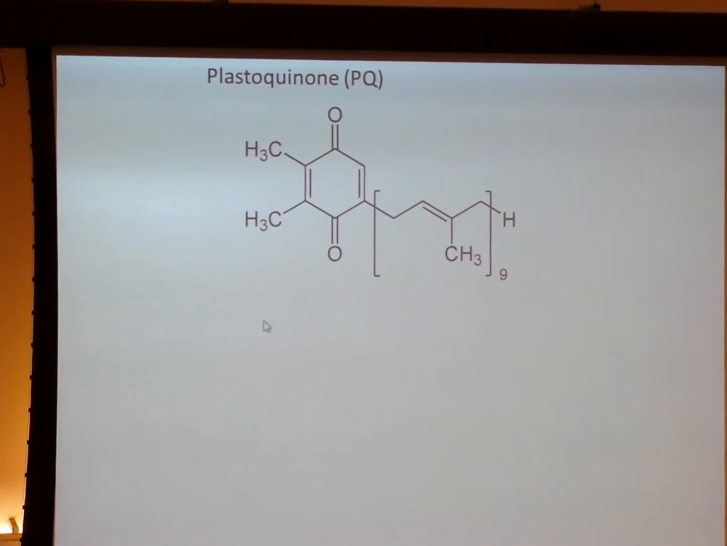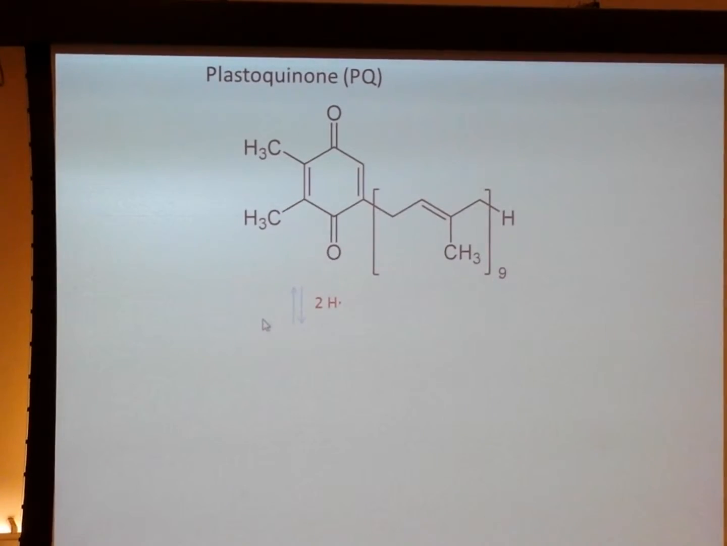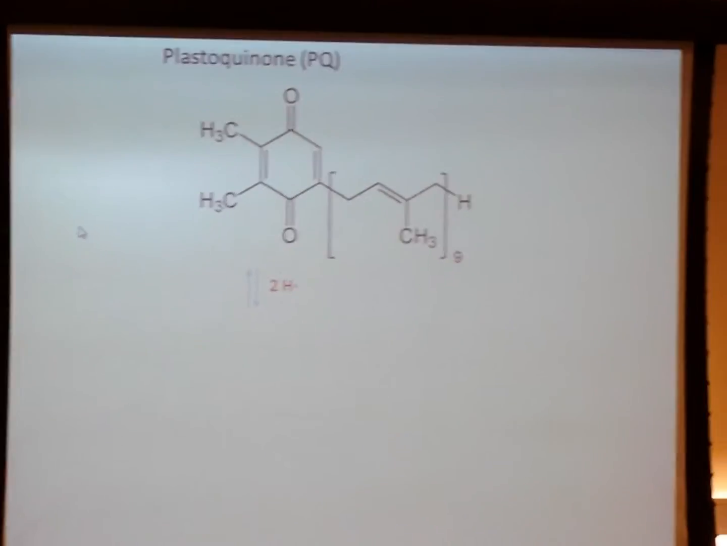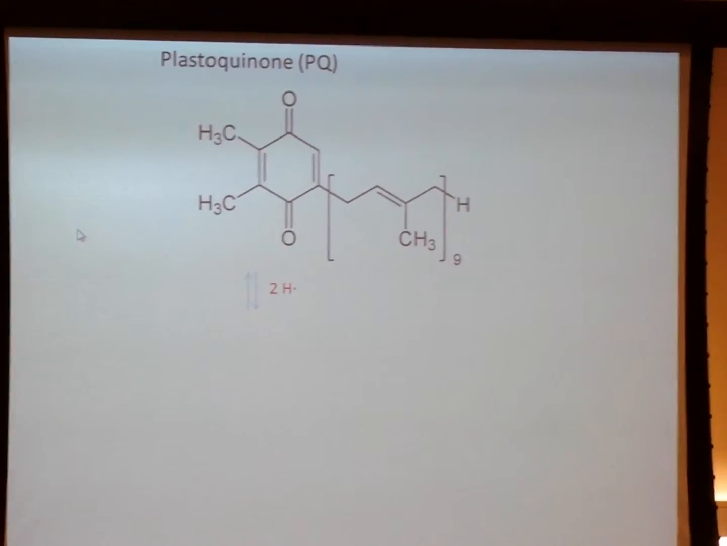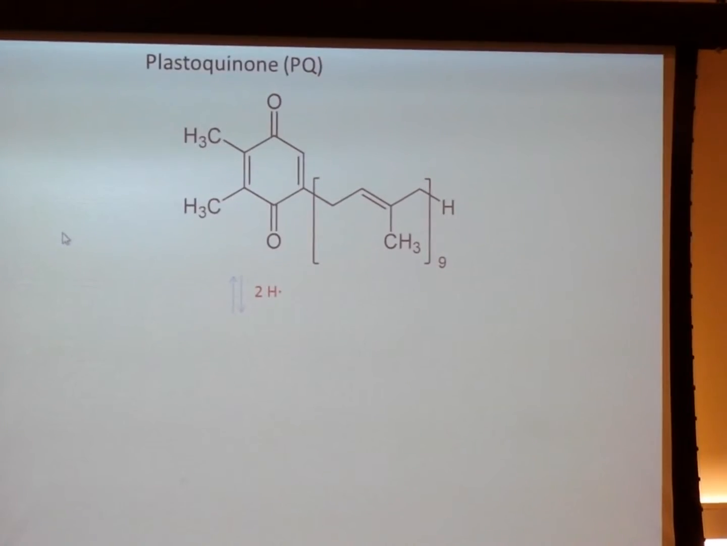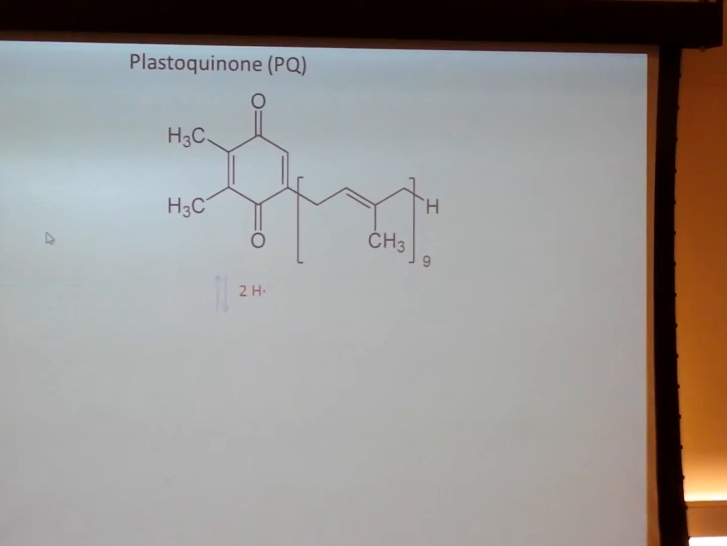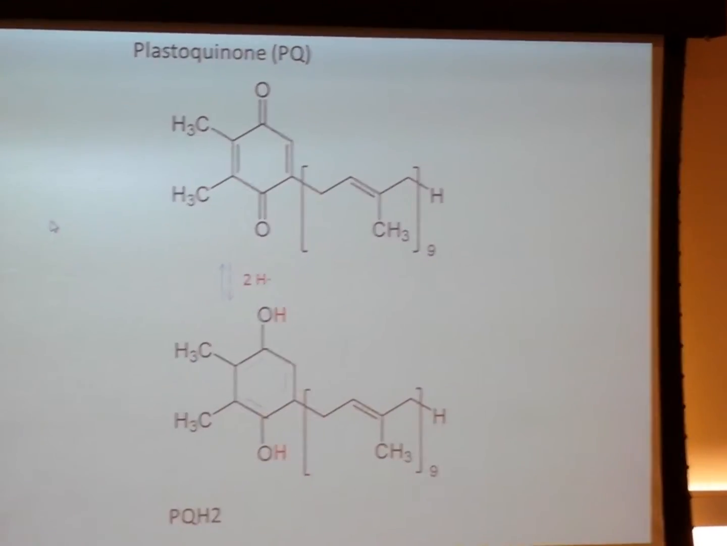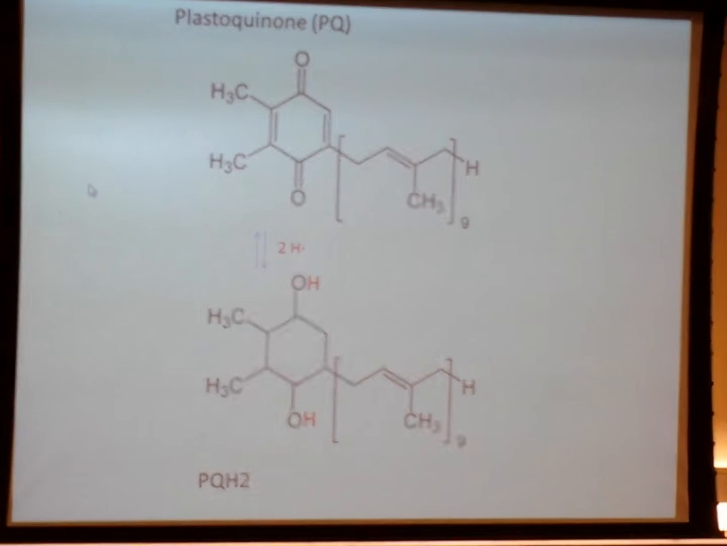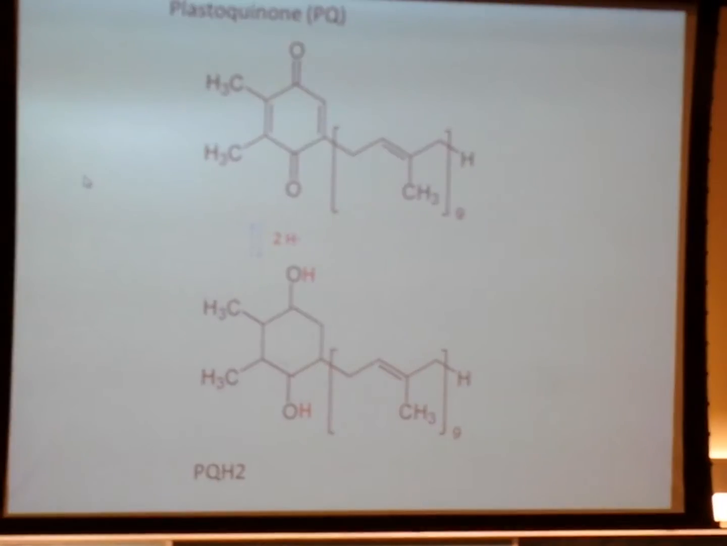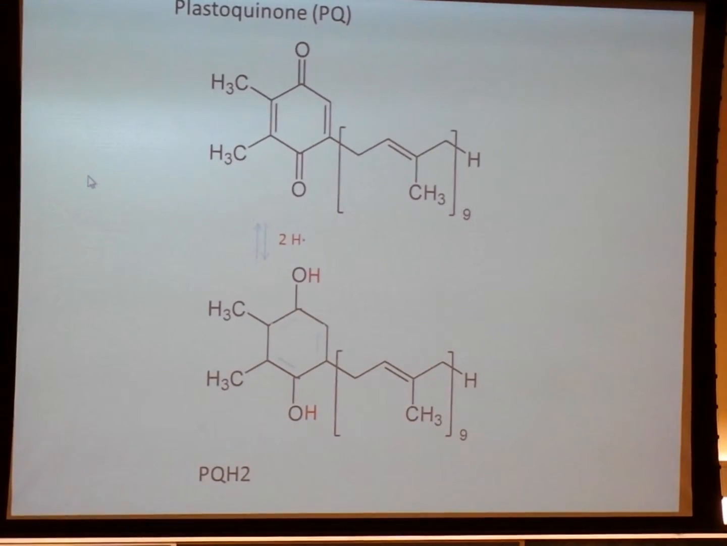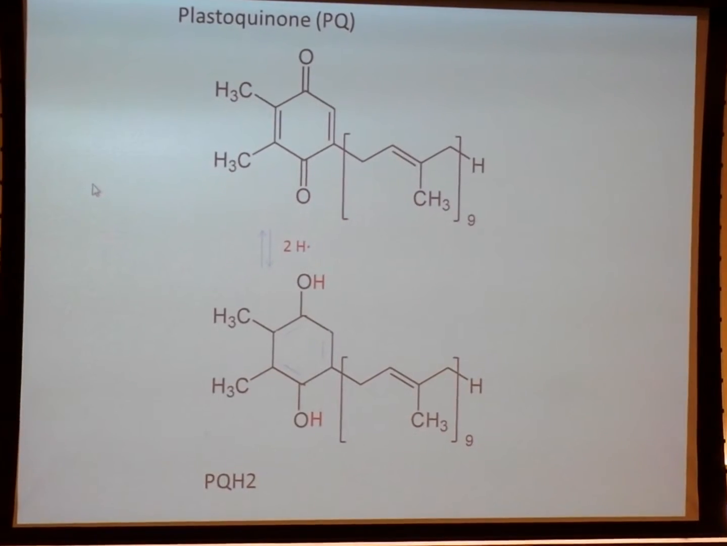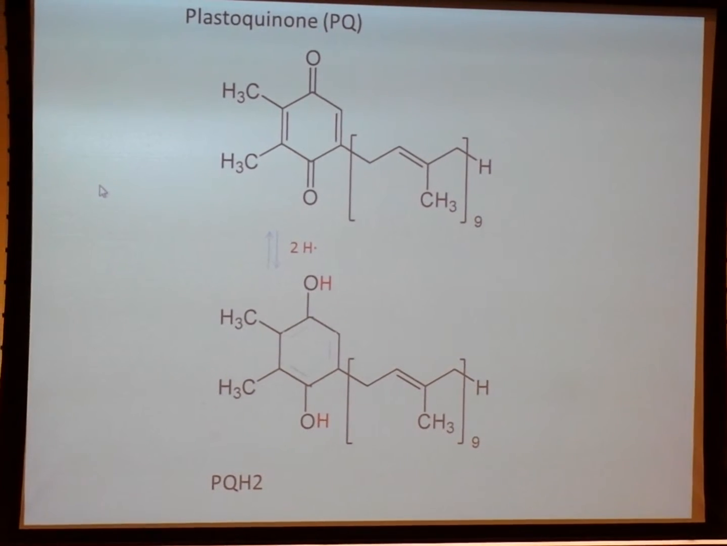So what this can do is safely grab 2 electrons, 2 protons, as H dots, or it can grab one electron and 1 hydrogen, but it always does it as H dot or 2 H dots. And what this does is it forms the reduced form, PQH2, just like coenzyme Q could form QH2. And so now these electrons and the protons are carried safely on this ring.